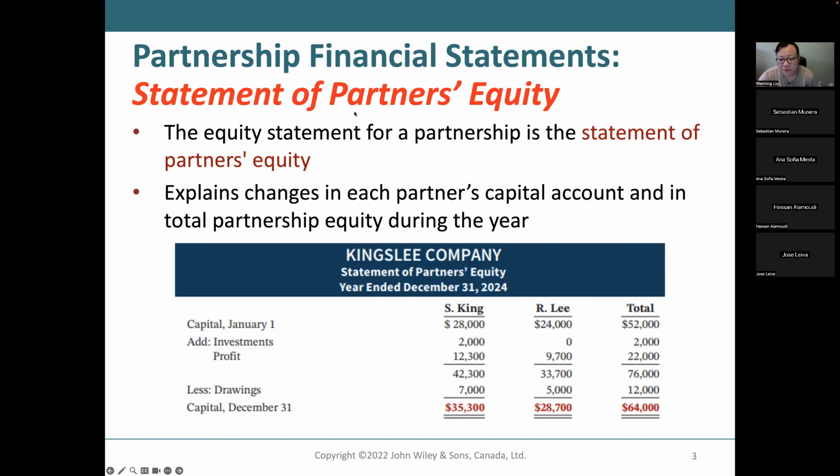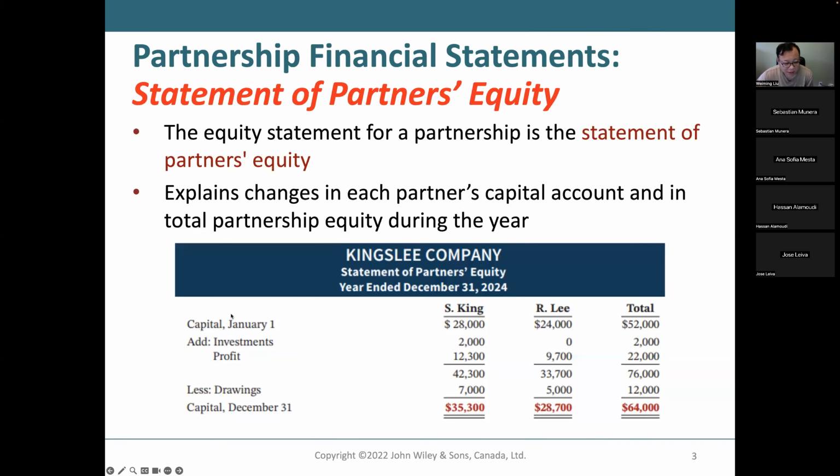Let's take a look at the statement of partners' equity. The statement of partners' equity explains changes in each partner's capital account and in total partnership equity during the year. Let's take a look at this example. The name of the partnership is the Kingsley Company. The title of the statement is Statement of Partners' Equity, for the year ended December 31st, 2024.